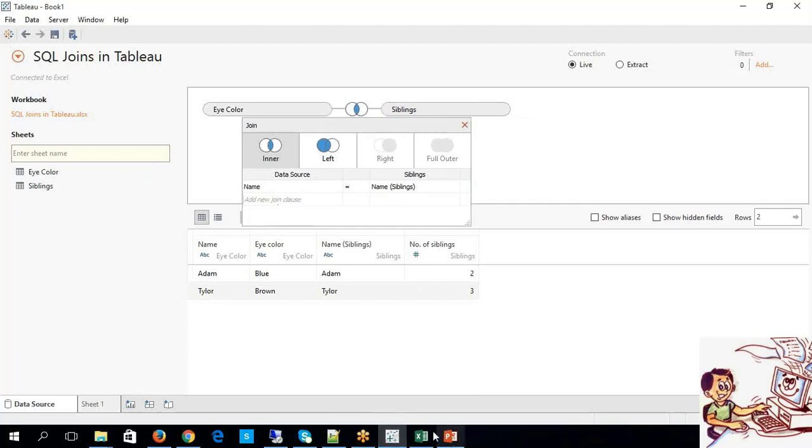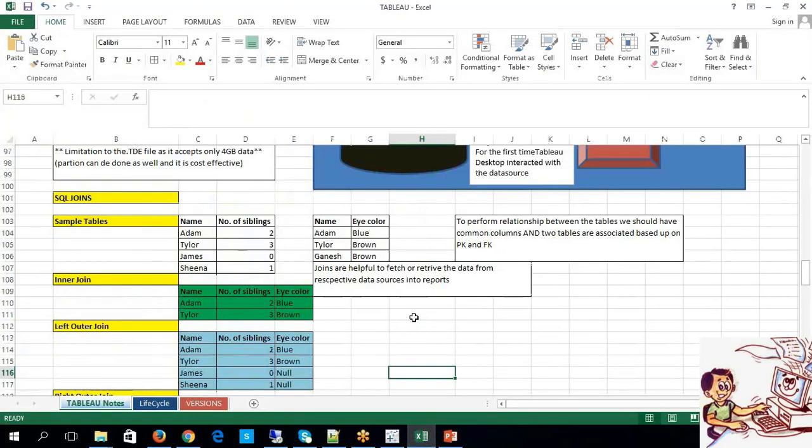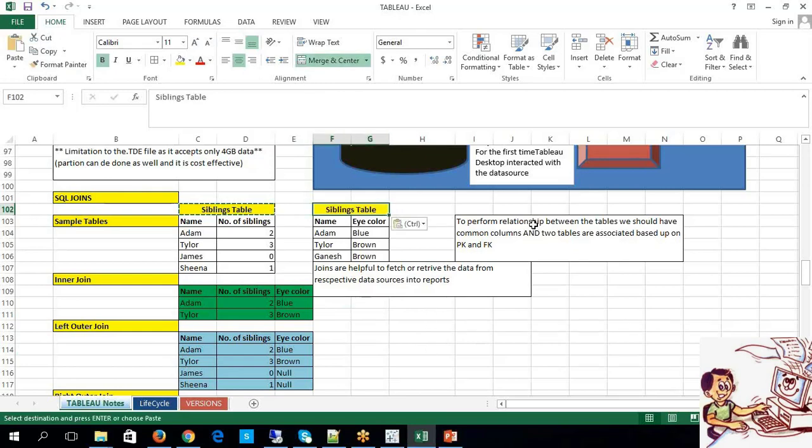Now look at this. This is the example, I'm putting it in Excel. This is the sample table. This is a table called the siblings table, and this is the eye color table. Guys, I'm putting it in a very simple format for your better understanding, so that is the reason I'm putting this kind of documentation. Siblings table, and eye color table.